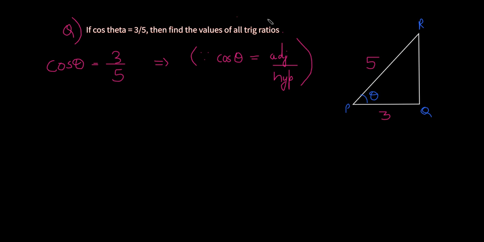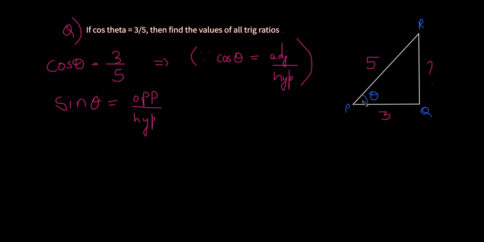Now we have to find all the trig ratios. Now let's find the sine value first. Sine theta. What is sine theta? Is it opposite over hypotenuse? Yes, it is opposite over hypotenuse. Now we don't know the value of opposite. How to find this value?